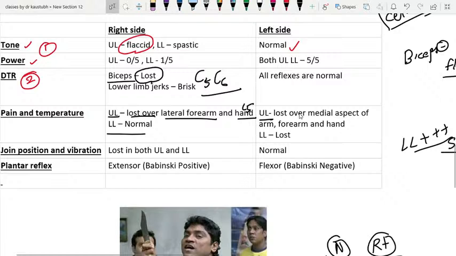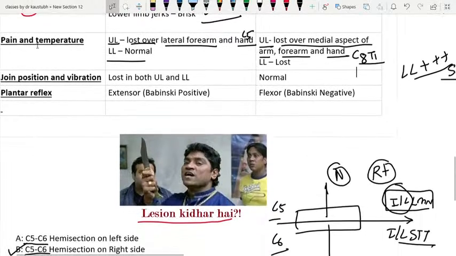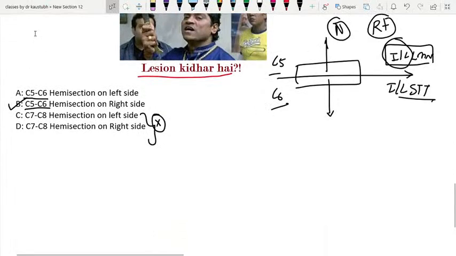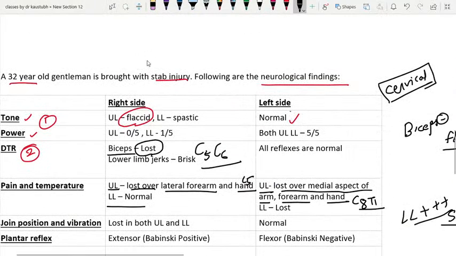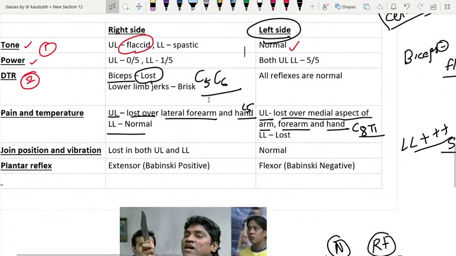Next, upper limb lost over the medial aspect of arm, forearm and hand. What is this talking about? C8 T1. Yes, because arm will become T1, forearm medial aspect will become C8, hand medial aspect will become C8. So C8 T1, what is that? The level below, the levels far below, right? Levels far below. What will happen? Contralateral loss of STT. We are already seeing this also here, because on the left side there is loss of STT level below the level of lesion, right?